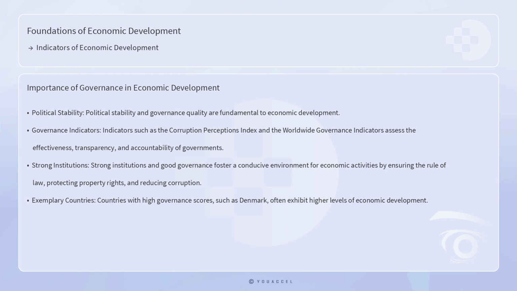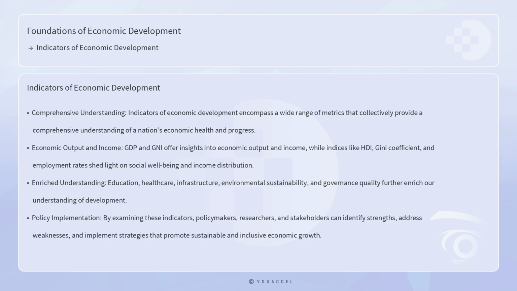Finally, political stability and governance quality are fundamental to economic development. Indicators such as the Corruption Perceptions Index and the Worldwide Governance Indicators assess the effectiveness, transparency, and accountability of governments. Strong institutions and good governance foster a conducive environment for economic activities by ensuring the rule of law, protecting property rights, and reducing corruption. For example, countries with high governance scores, such as Denmark, often exhibit higher levels of economic development.